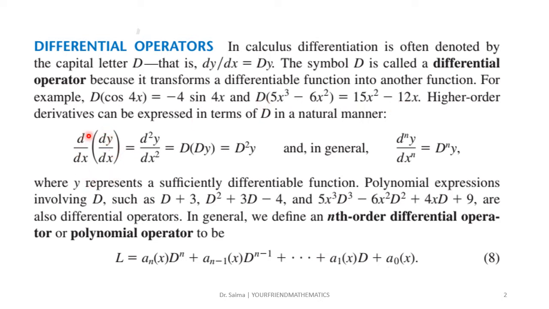So the first derivative is dy by dx, and if we take a second derivative, then we write the derivative of dy by dx with respect to x, or d square y over dx square. So we can also write it as D into Dy, or D square y. So if we write the nth derivative, then we will write it as D raised to power n y.